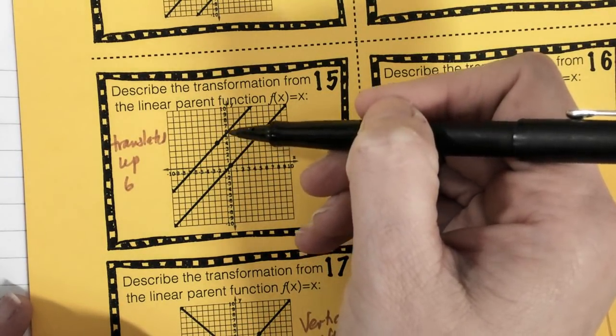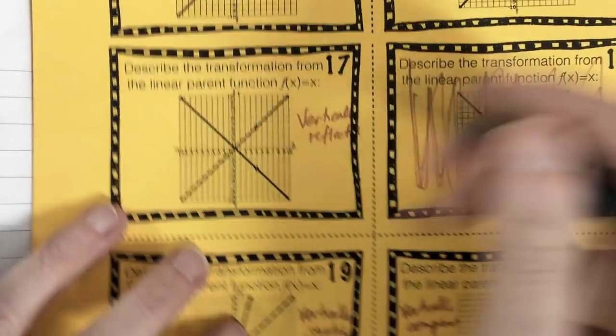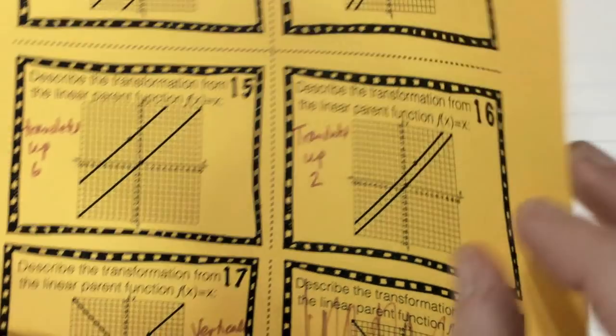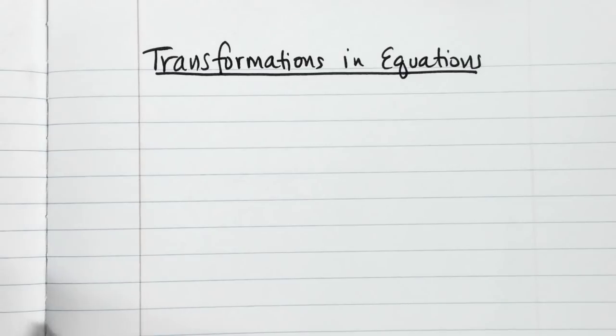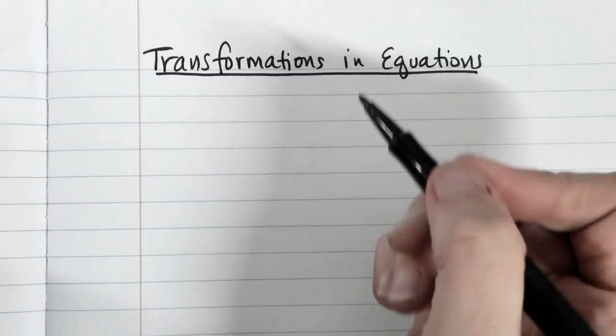This one moved up 6. This one moved up 2. This one was reflected. So we learned about these reflections. We learned about stretches and compressions and translations. So now what we're going to do is look at those same translations. Instead of looking at a graph, what do they look like in an equation?